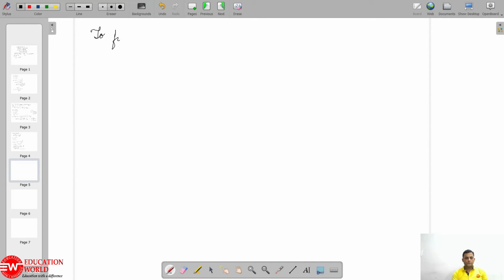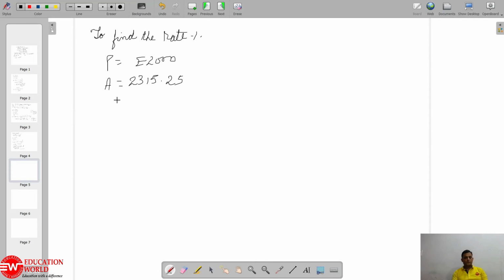Let us do one more miscellaneous problem, to find the rate percent. At what rate percent compound interest will 2000 amount to 2315.25? So principal is 2000. The amount they have given us is 2315.25. Now we have to find the rate, and the time they have given us is 3 years.